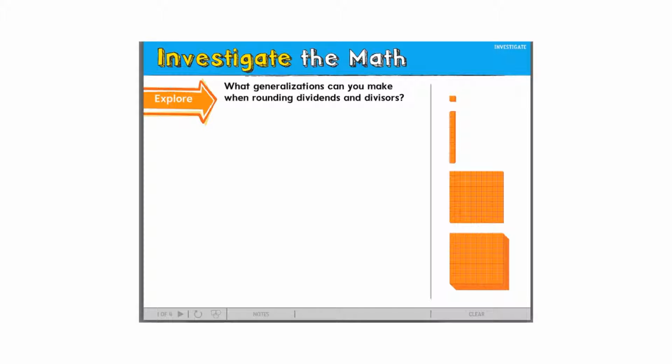Let's try another example. Hopefully my pen doesn't start doing weird things again. Yes, try this one by yourself, if you can figure this one out.